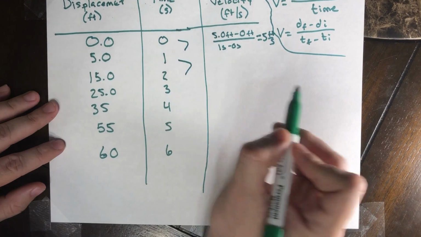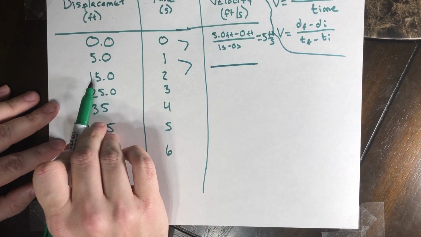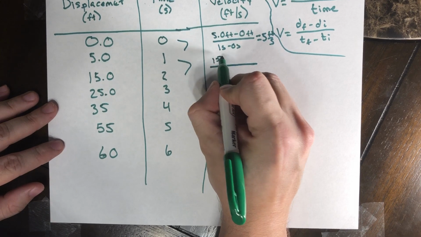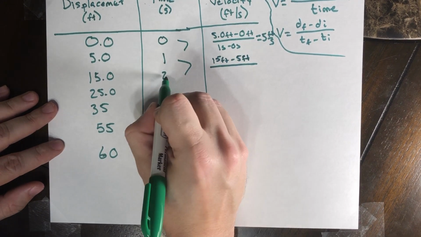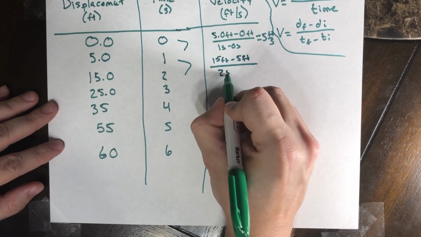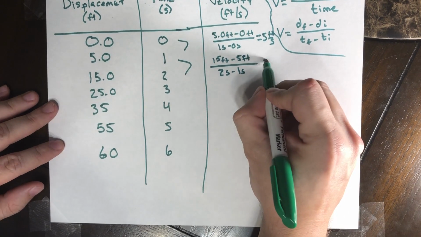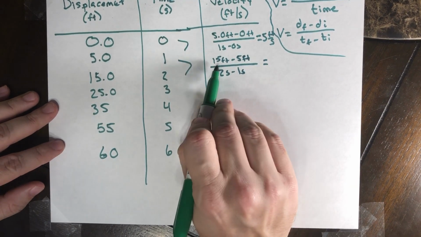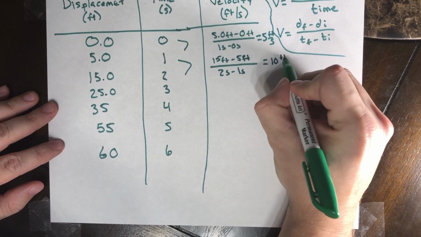Now we have to do our second interval. Same idea. Our final distance is 15 feet minus our 5 feet, over the change in time, 2 seconds minus 1 second. Well, 2 minus 1 is, again, 1 second on the bottom. 15 minus 5 is 10. 10 divided by 1 still gives us 10 feet per second in this case.